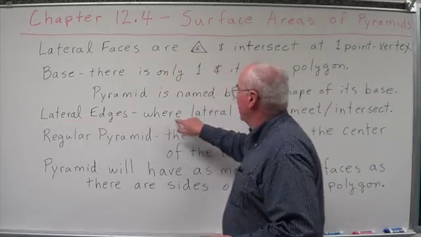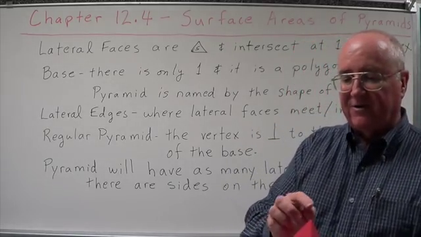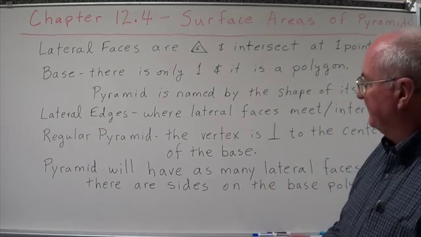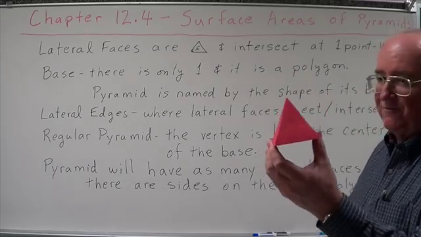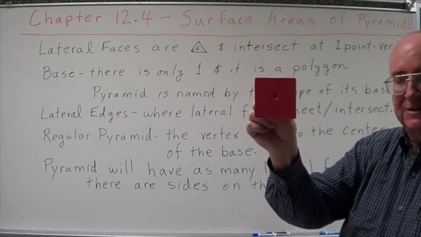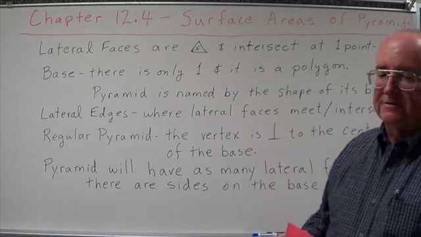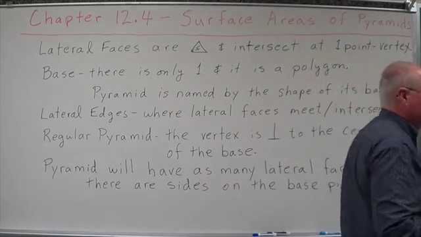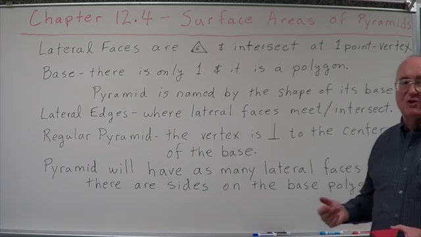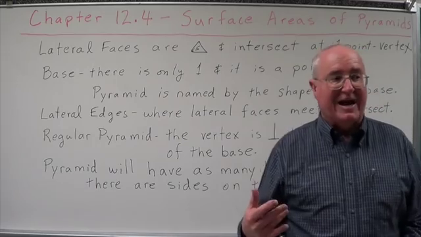Let's talk about lateral edges, where the lateral faces meet or intersect. So this will be a lateral edge, a lateral edge, a lateral edge, a lateral edge, where the lateral faces meet or intersect. A pyramid will have as many lateral faces as there are sides to the base. So a square pyramid is going to have 4 lateral faces. So what does that say about a triangular pyramid? It's named for its base. So a triangular pyramid has a base that is triangular shaped, and therefore it would have 3 lateral faces.